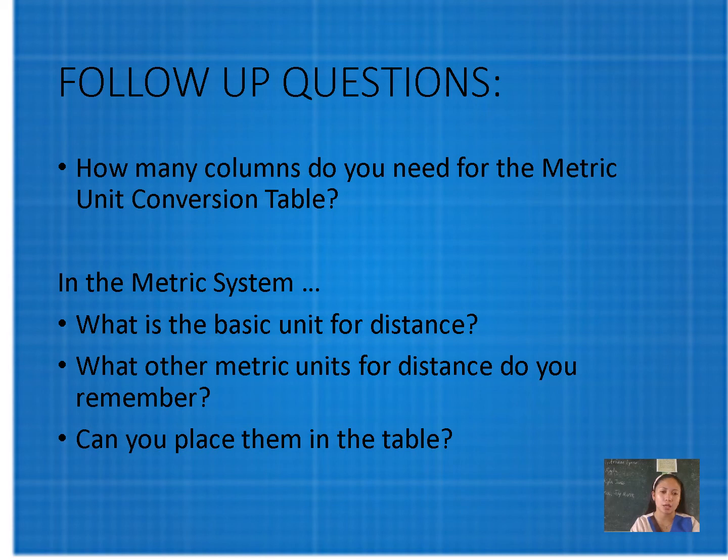Another question, in the metric system, what is the basic unit for distance? The answer is meter. That's why we put meter at the center of the 7-column table, because that is the basic unit for distance. Another question, what other metric units for distance do you remember? We have millimeter, centimeter, decimeter, then meter, decameter, hectometer, and kilometer. Another question, can you place them in the table? Of course, we can place them in a 7-column table, and it will give you an easier way in converting units of the metric system.